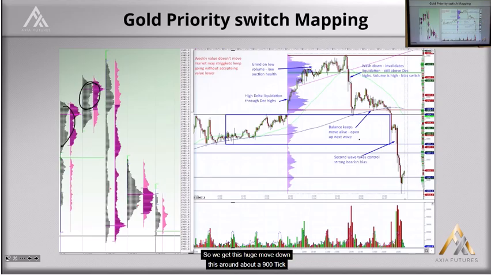So we get this huge move down. This is around about a 900 tick drop in gold. So this very much sets the tone. This is clearly now a bearish market. There is an issue though.